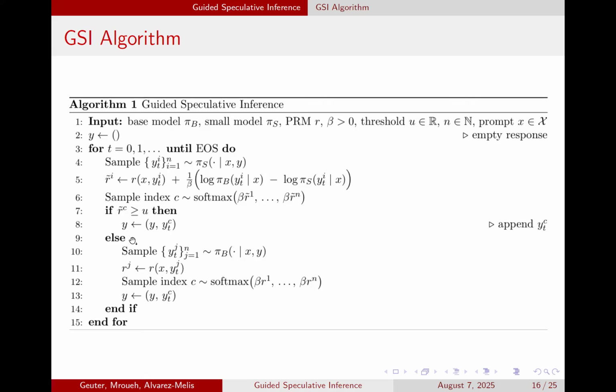Otherwise, it means that maybe the response that we generated is not that good. So if the sampled reward is smaller than u, then we fall back onto the big model, and instead we generate n reasoning steps from the big model. We compute the rewards from those, we sample an index according to these rewards, and then we use that reasoning step instead. And then we just loop over this until the response is complete.